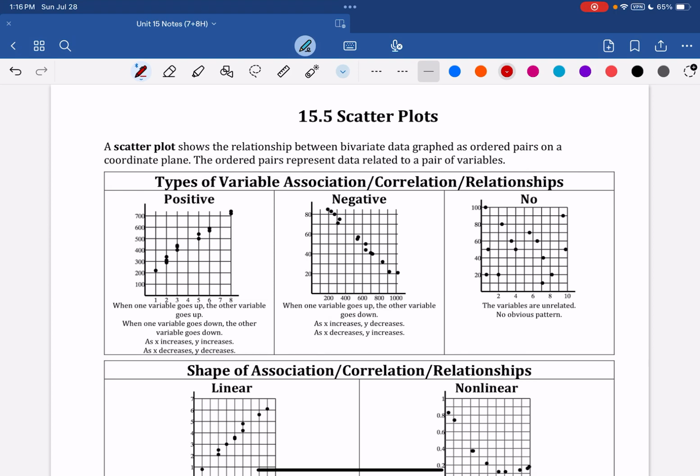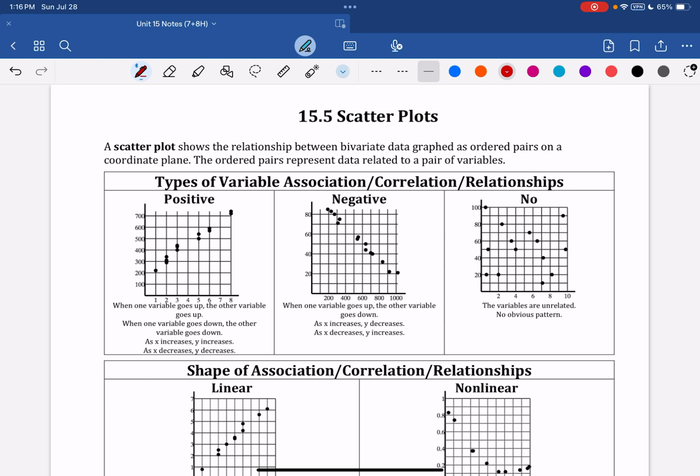Welcome. Today we're going to be talking about scatter plots. A scatter plot shows the relationship between bivariate data graphed as ordered pairs on a coordinate plane. The ordered pairs represent data related to a pair of variables.